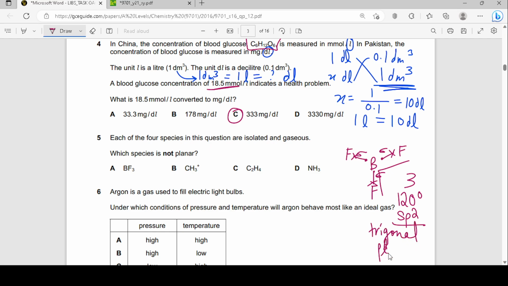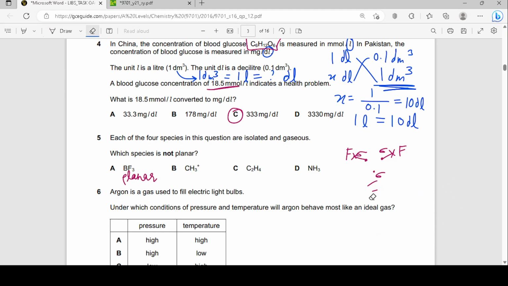It's going to be trigonal planar in shape, right? So BF3 basically is a planar molecule, as the name suggests, trigonal planar. So yeah, all the atoms are in the same plane for BF3.